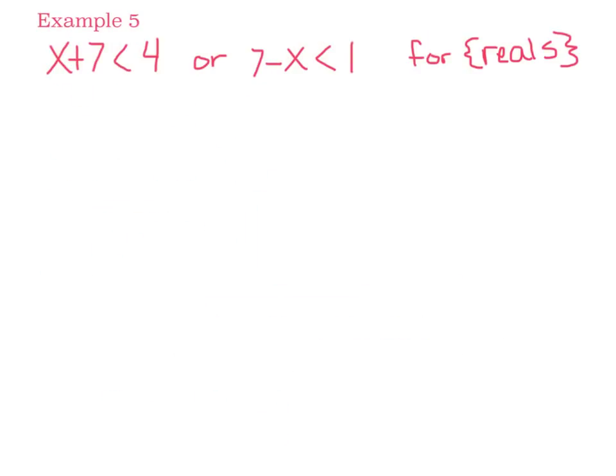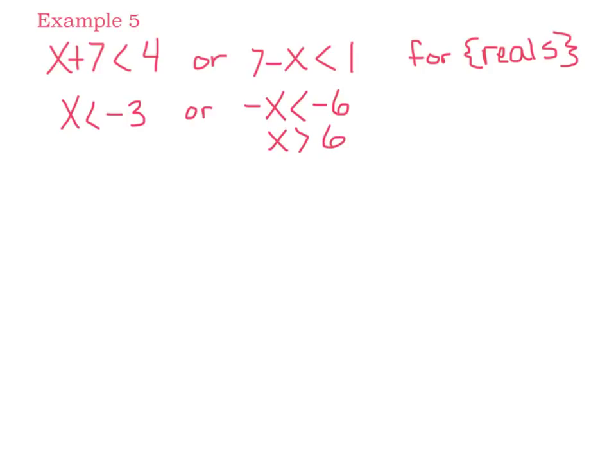Okay, our next example, we've got x plus 7 is less than 4, or 7 minus x is less than 1. So that's a compound inequality, and we're doing this for reals. So we're going to just solve each one. We've got x is less than 4 minus 7 is negative 3, and then we have negative x is less than 1 minus 7 is negative 6, and then we need to divide both sides by negative 1 and switch the sign. X is greater than 6.